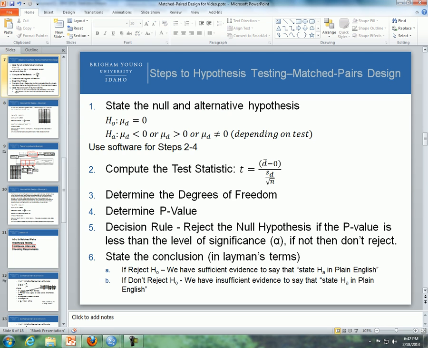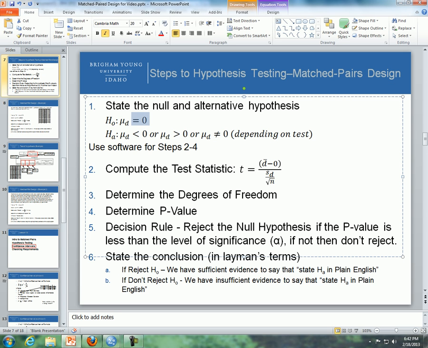Okay, so let's go through the 6 steps of doing hypothesis testing for matched pairs. Step 1 is to state the null and alternative hypotheses. Now notice how I write the null hypothesis here. It's mu subscript d, the mean of the differences, is equal to 0. Basically, between the two columns of data, there is on average no difference statistically.